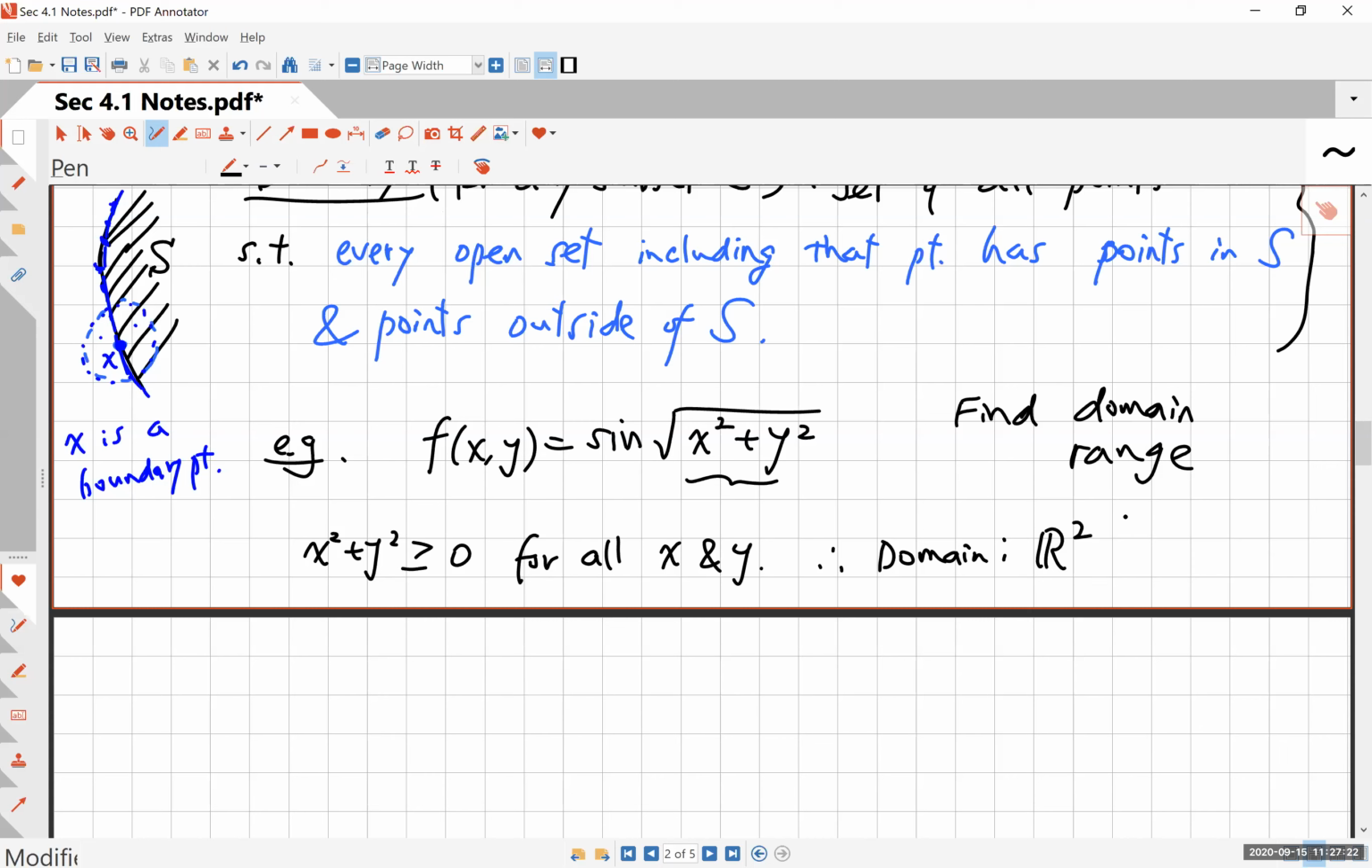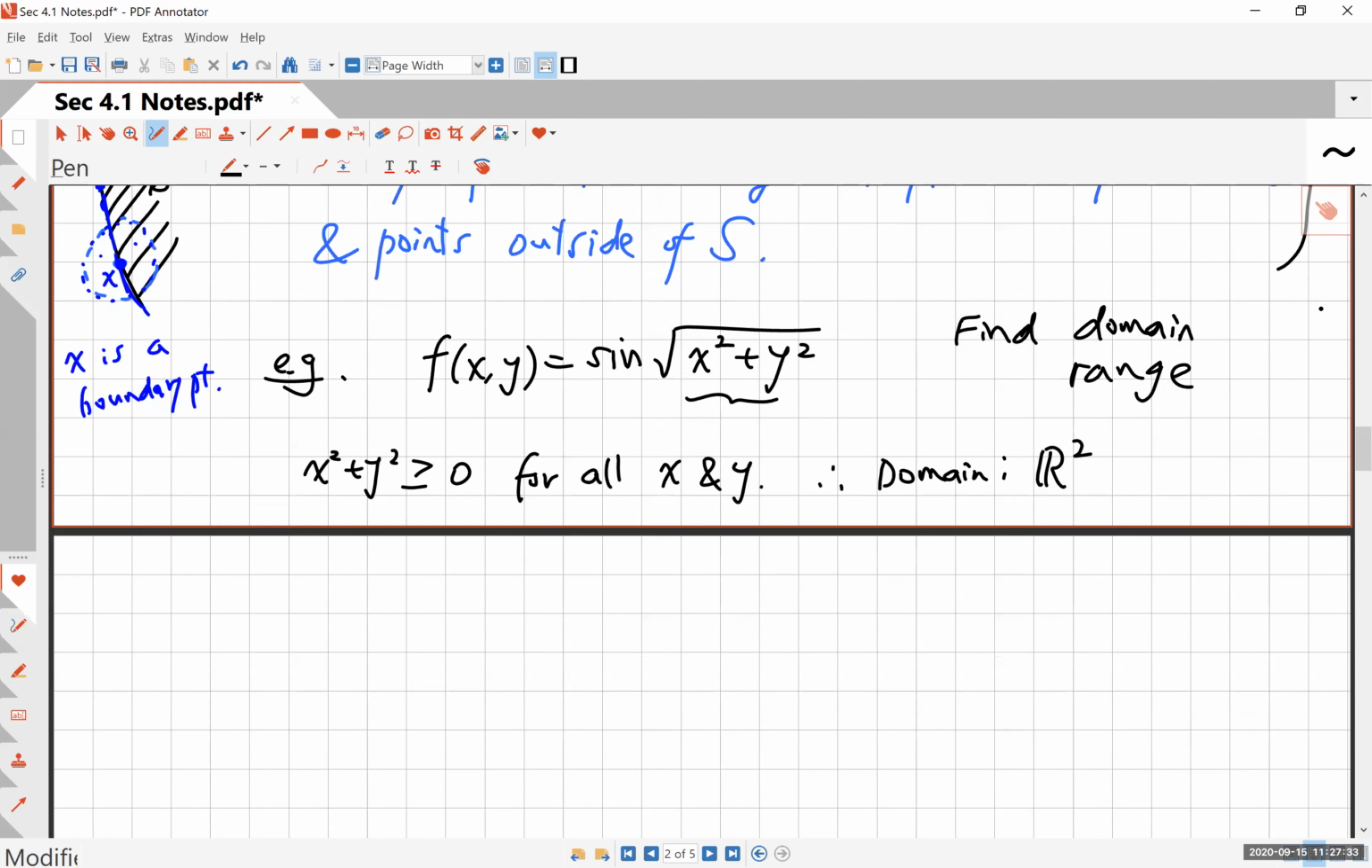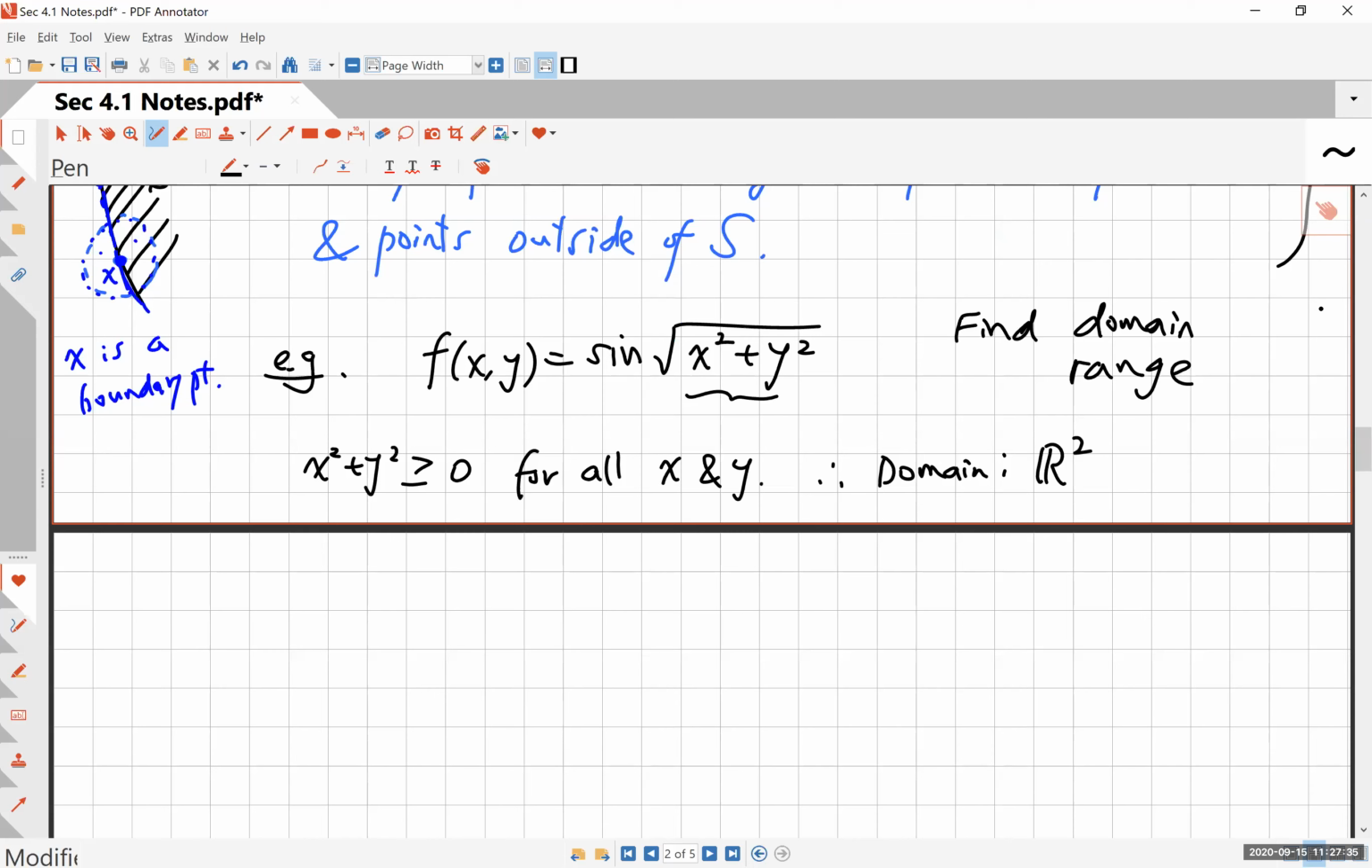Now, again, do not say the set of all reals, because now you're in a different dimension. So the domain has to be a subset of R2, in this case the entire R2, because there's no ordered pair (x, y) that needs to be excluded to avoid any kind of an undefined expression.